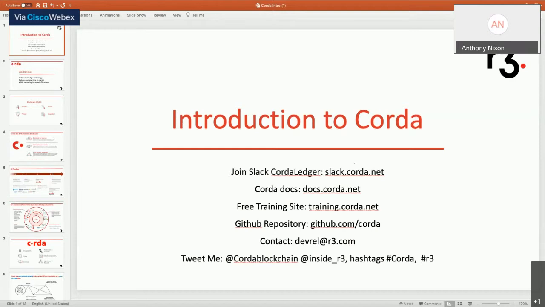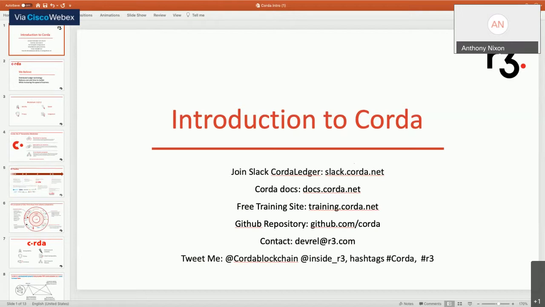So Corda is an open source blockchain platform for business, and this presentation is for developers who are new to Corda or even to blockchain generally and want to understand more. You can join us on Slack at slack.corda.net, a place for interacting with the broader community. You can find Corda Docs, a brand new free training site, or you can tweet us at Corda blockchain.